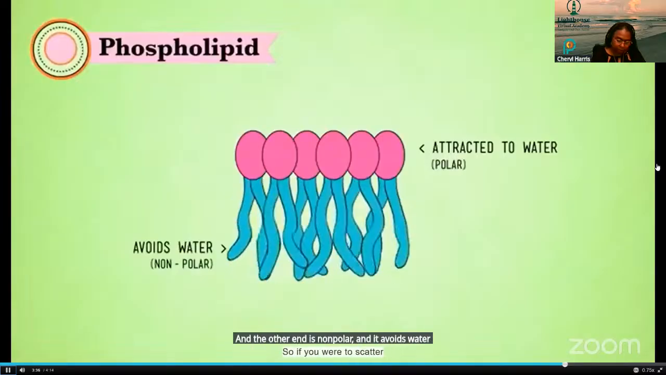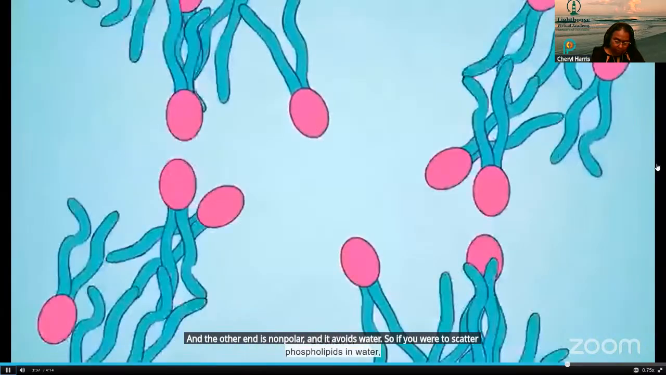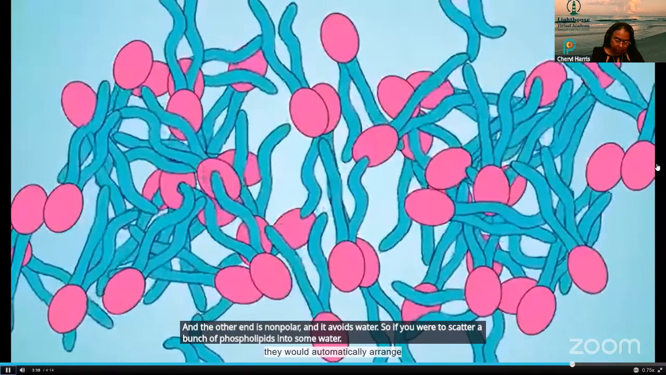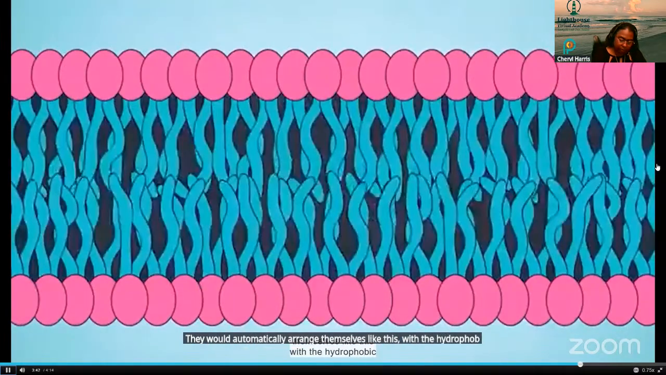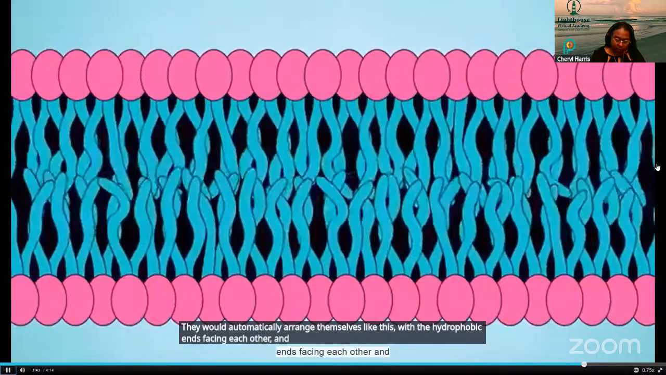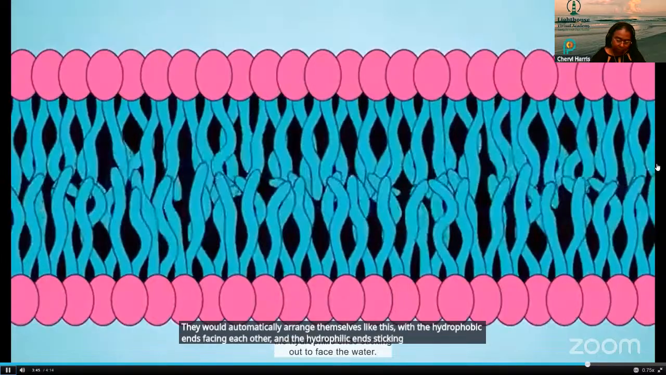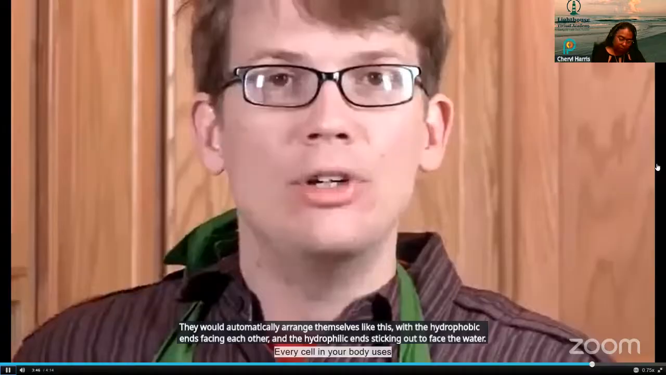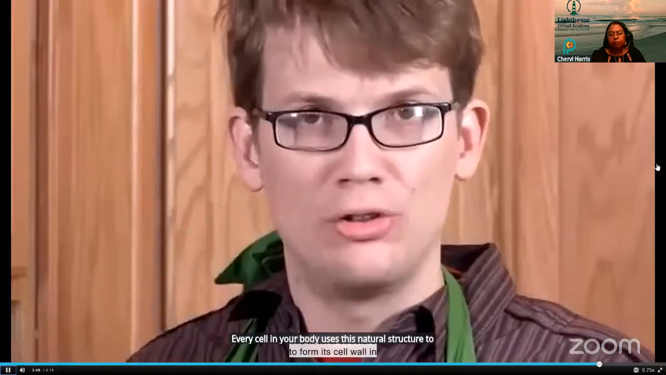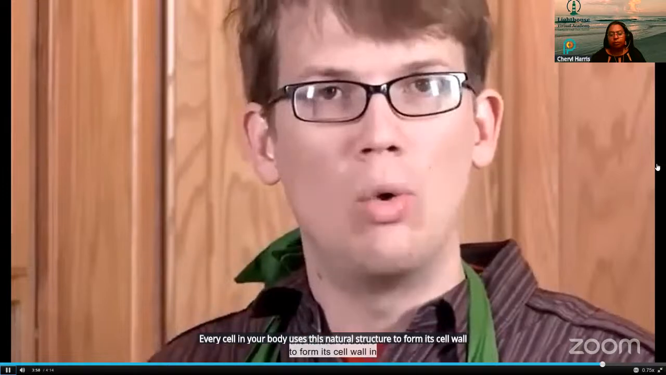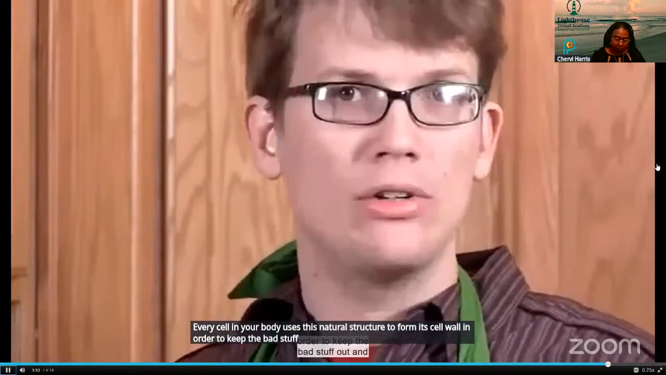So if you were to scatter a bunch of phospholipids into some water, they would automatically arrange themselves like this, with the hydrophobic ends facing each other and the hydrophilic ends sticking out to face the water. Every cell in your body uses this natural structure to form its cell wall in order to keep the bad stuff out and the good stuff in.